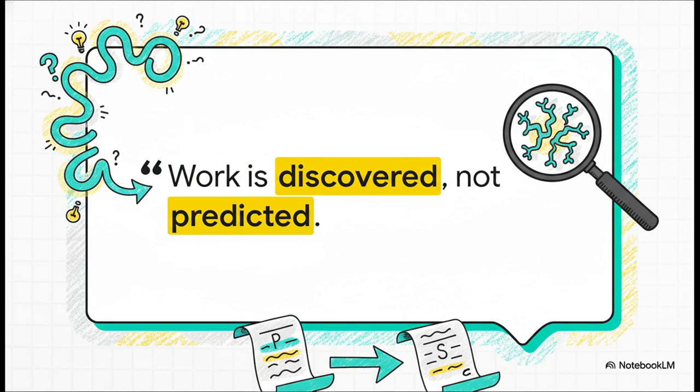It's called empiricism. We're admitting that we can't possibly know everything up front. The plan will change. Real work, the nitty-gritty of it, is discovered as you're doing it. It's not something you can perfectly predict from the start. And that's exactly why both backlogs have to be so flexible.